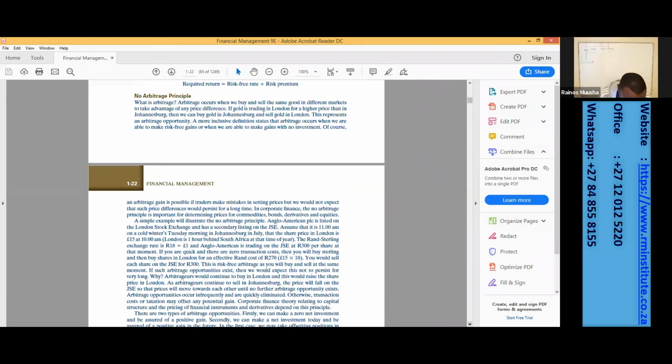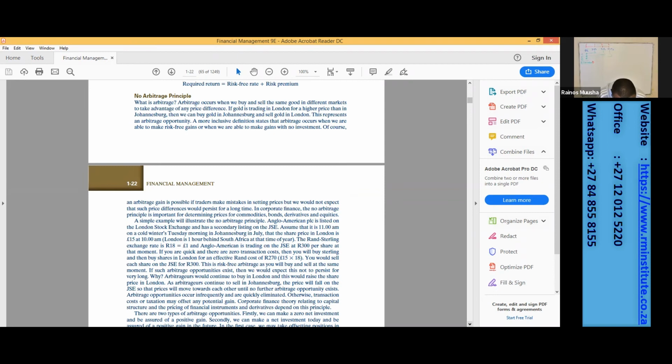Then next, we look at the no arbitrage principle, where they say, what is arbitrage? Arbitrage occurs when we buy and sell the same good in different markets to take advantage of any price differences. So if gold is trading in London for a higher price than in Joburg, then we can buy the gold in Joburg and sell the same amount of gold in London as well. So this represents an arbitrage opportunity.